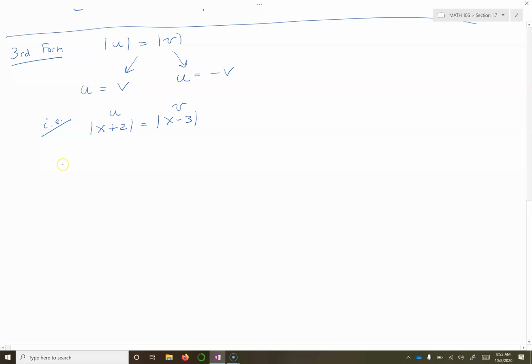Well, you'd have x plus 2, that's u, and then v is just x minus 3. So there's one equation we have to solve. And then the second one is basically from here, the u equals negative v. So whatever u is, x plus 2 equals negative. Now here's the important part. Whatever v is has to be put in parentheses because that negative sign has to be distributed through every term in the polynomial. So this would be x minus 3.